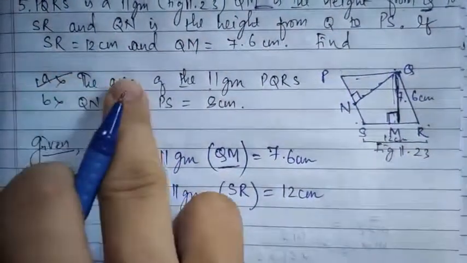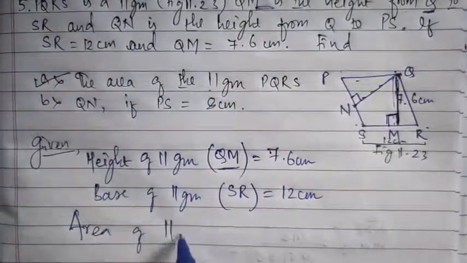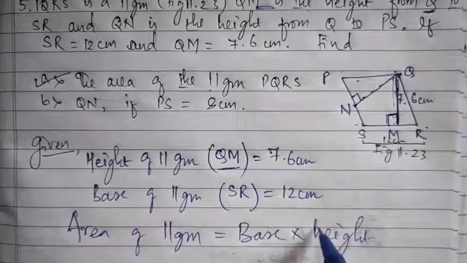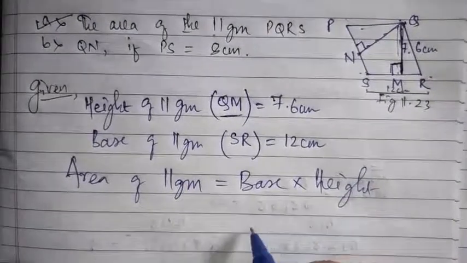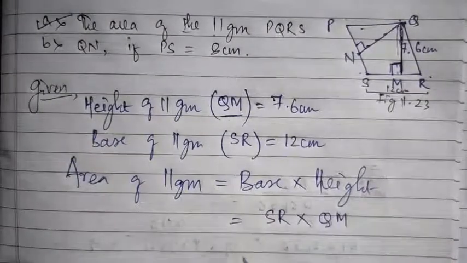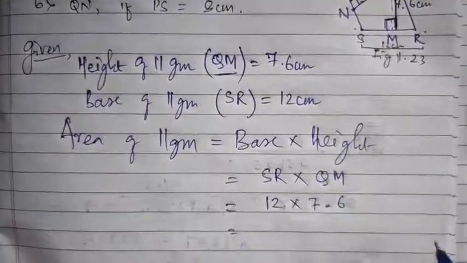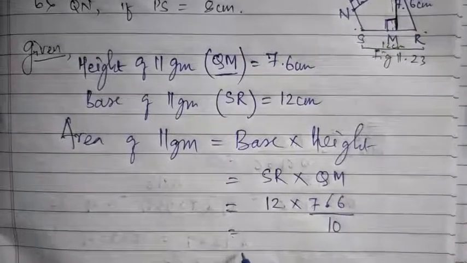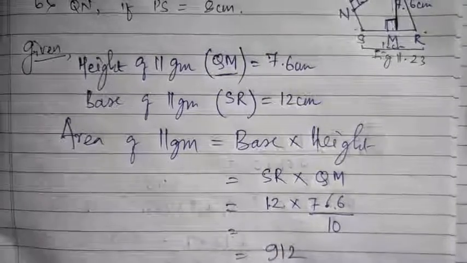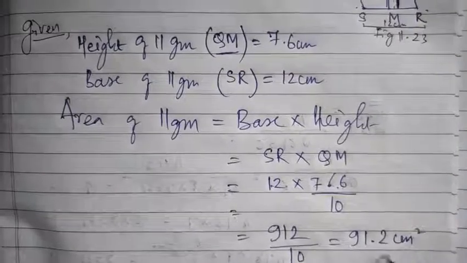First of all, they have asked us to find the area of a parallelogram. What is the formula? I have already given it in the previous class: height into base or base into height. Base given is SR. Height given is QM. So it is 12 into 7.6. When you multiply 12 into 76, you get 912, divided by 10. So when you divide this, 91.2 centimeters square is the answer.